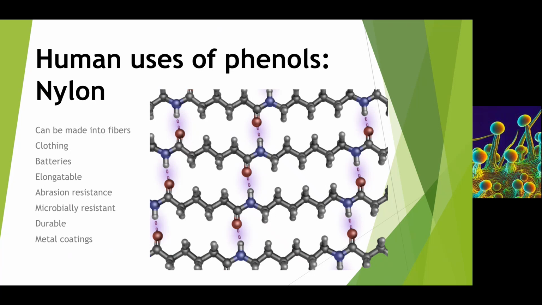The structure of nylon also resists microbial consumption. So when microbes secrete enzymes to try to break down and consume nylon, they have a very hard time, specifically because the structure is resistant to enzymatic activity. Humans use nylon to form clothing from fibers.